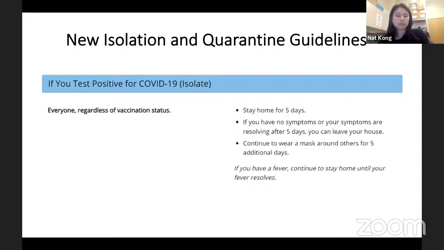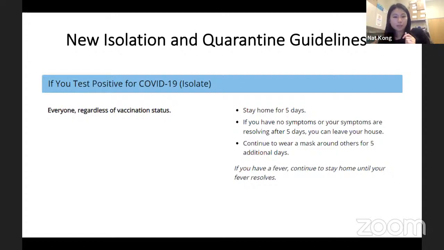But not to belabor the point, the big change for isolation and quarantine is that if you test positive for COVID-19, regardless of your vaccination or booster status, everyone should be staying home for 5 days. This can be on either a PCR test or a rapid antigen test, alrighty? Stay home for 5 days.